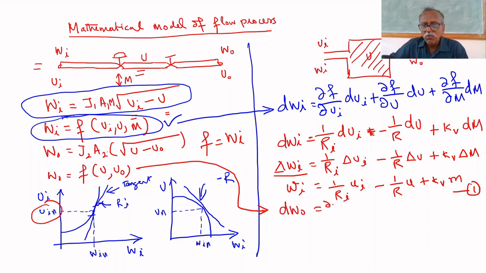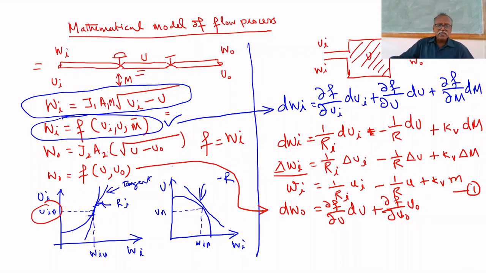Similarly, we can find the same type of relation for this, that is dW naught equals dou f by dou U dU plus dou f by dou U naught dU naught. Here, as far as outflow rate is concerned, U is the upstream pressure. That's why you will get a positive slope, 1 by R.